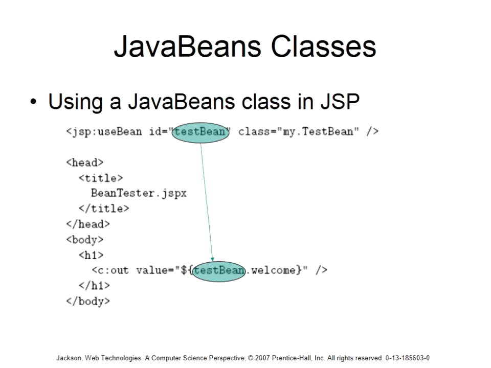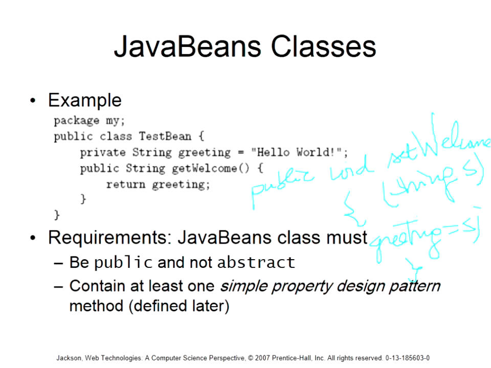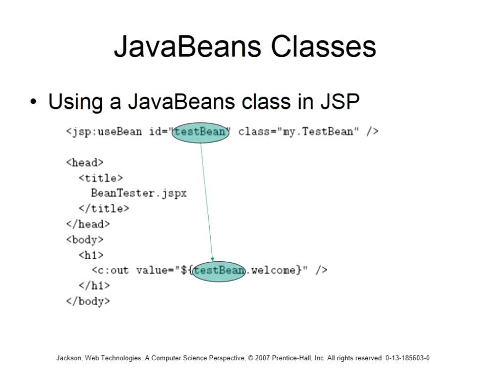So here I will use this Java class, this bean, in the document. To create an instance of this bean, I use jsp:useBean. To call the method getWelcome, I use testBean.welcome. Is it clear?